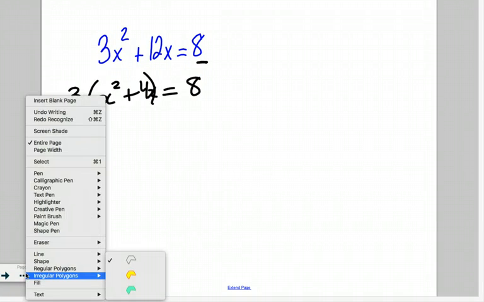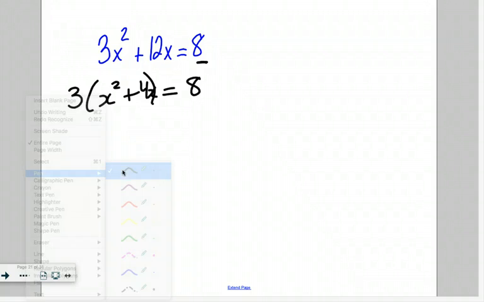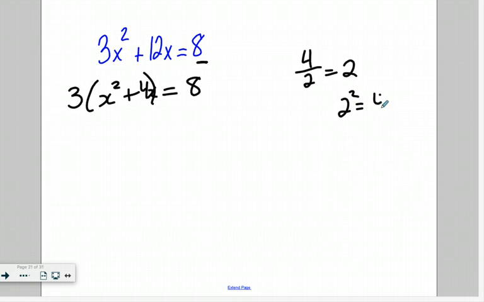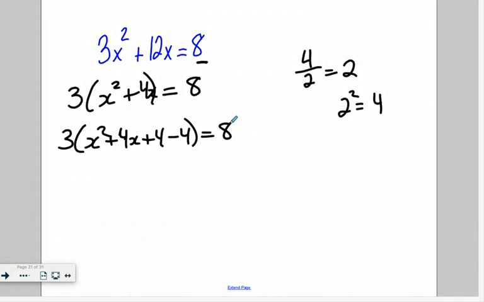And then what we're doing is once again trying to figure out what is that perfect number that we need to add to make that a perfect square quadratic. So it's half of the b value. The b value right now is 4. 4 divided by 2 is 2, and 2 squared equals 4. So we're going to be adding and subtracting 4 inside that set of brackets. So 3 times x squared plus 4x plus 4, but also minus 4 equals 8.